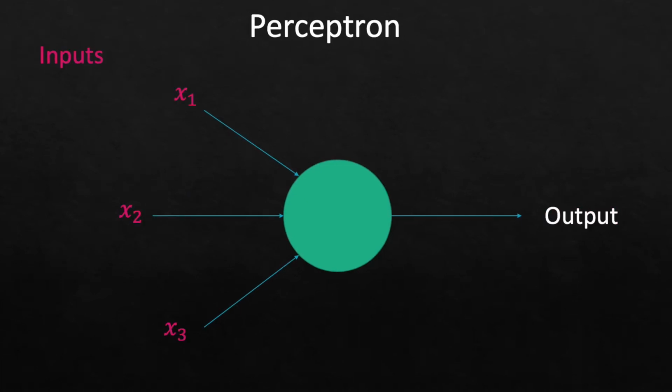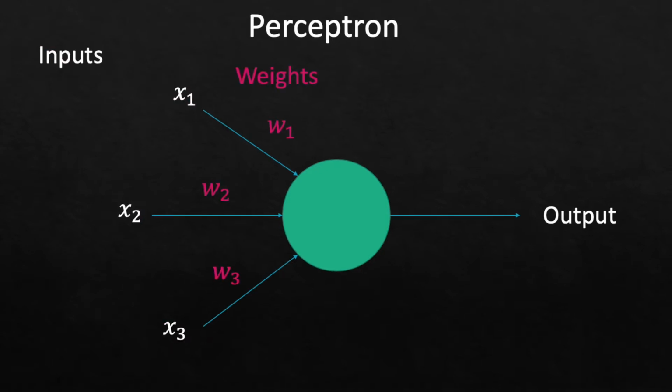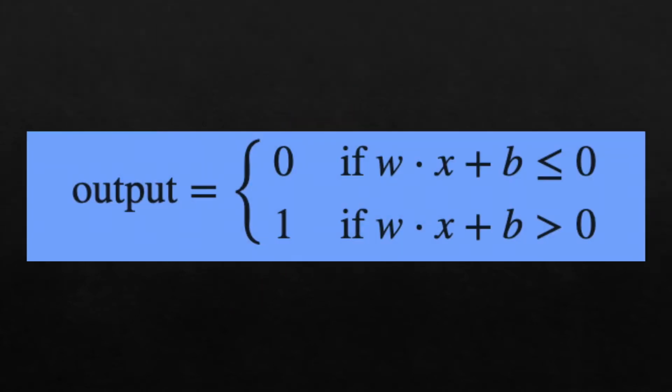In this image, there are three inputs. The output is computed by assigning weights to the inputs. These weights show which inputs are most important in influencing the output. We then assign a bias to determine how easy or difficult it will be to get the neuron to fire. To determine if the perceptron fires, we use this inequality: 0 if the dot product of the weight and the input plus the bias is less than or equal to 0, and 1 if it is greater than 0.